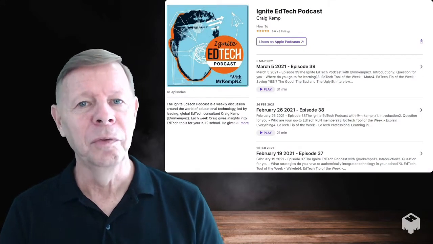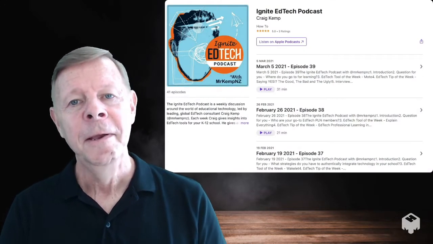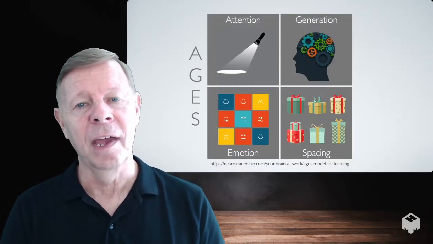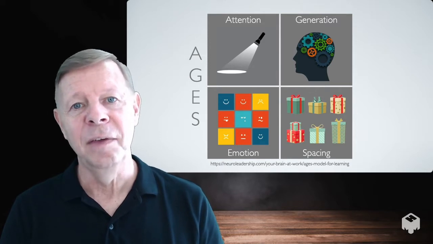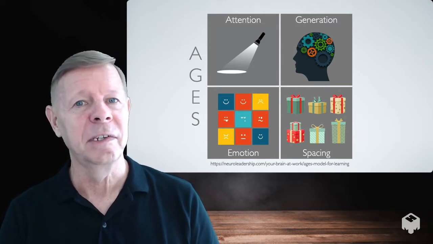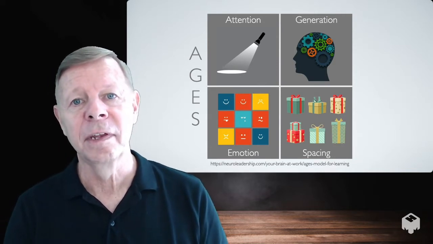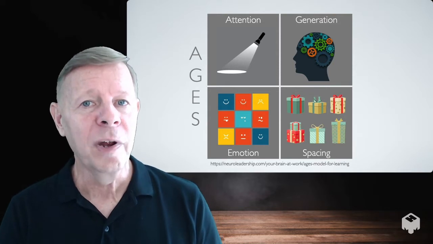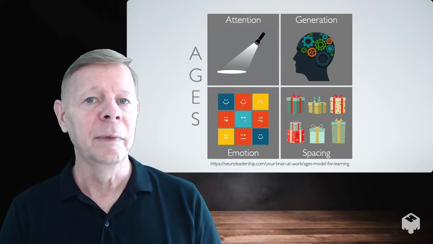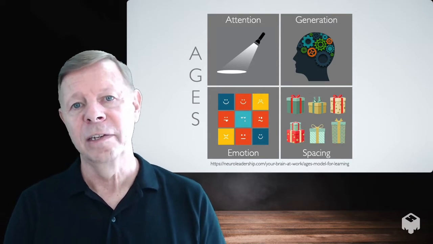And now to the models that we'll use to support our analysis of the technology each week. Each of these is powerful in their own right, and the first that I want to cover is the Aegis model by David Rock. Now, this has been around for some time now, I think since about 2011 or so, and it describes 4 elements that are necessary to be present for learning and deep engagement. And these 4 elements are attention, generation, emotion, and spacing.